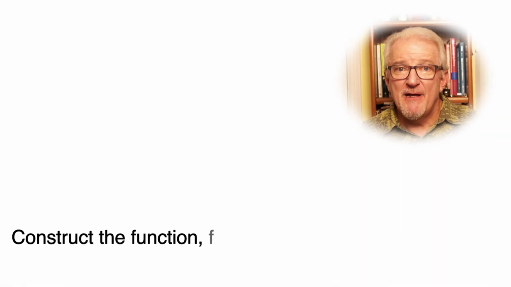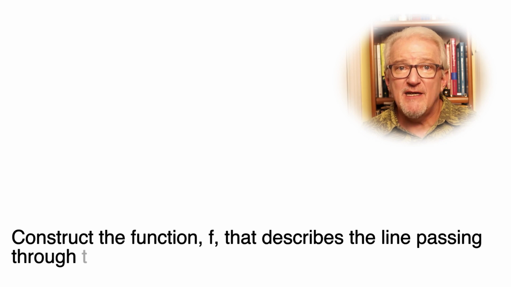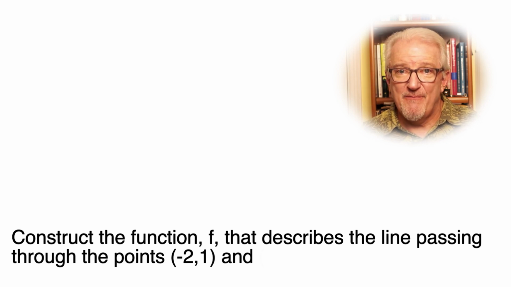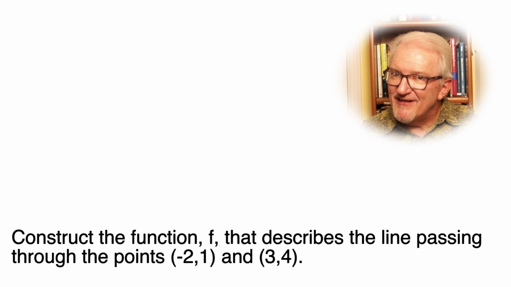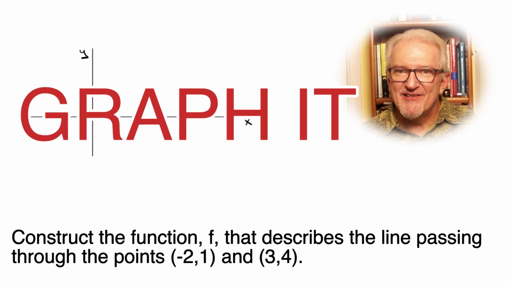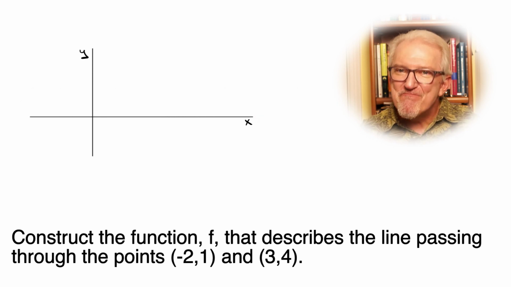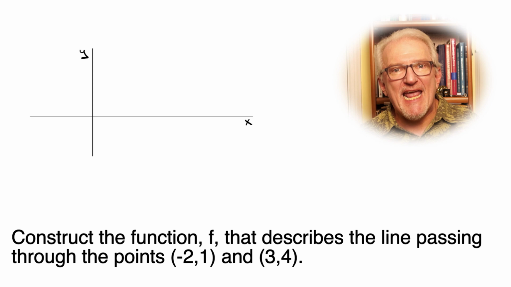Consider the problem of constructing the function f that describes the line passing through the points (-2, 1) and (3, 4). Step 1. Graph it. Sketching a graph of the line that you're working with allows you to make friends with the problem at hand.